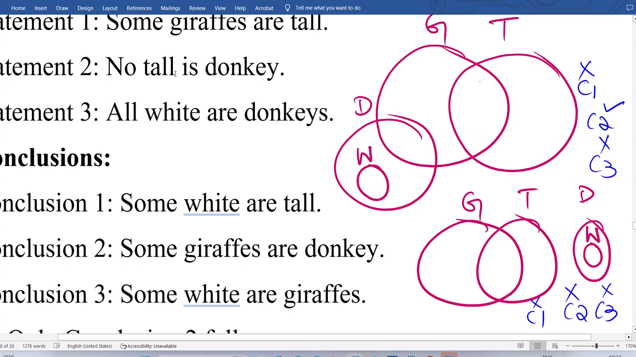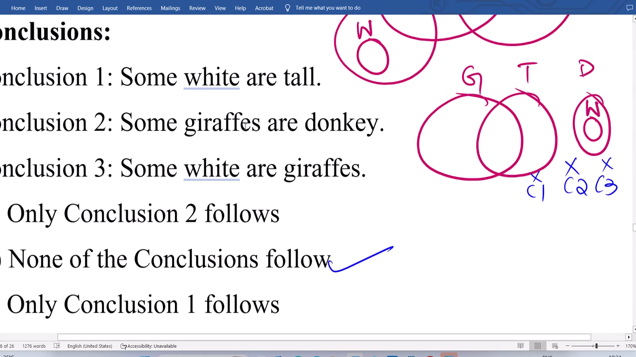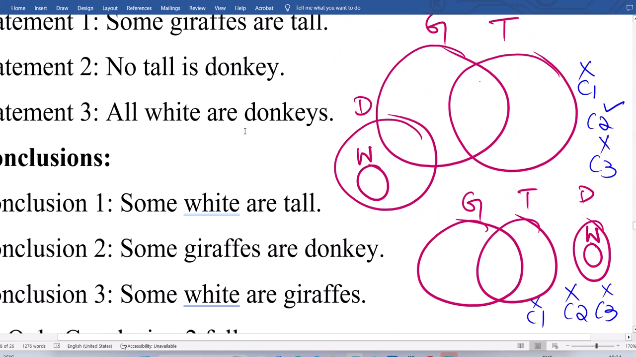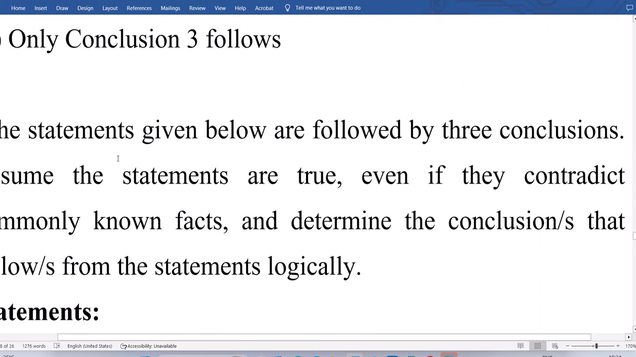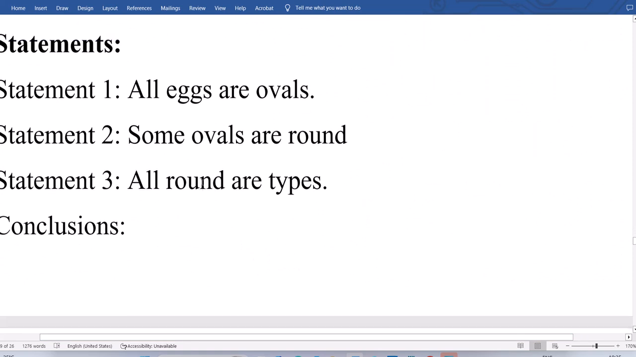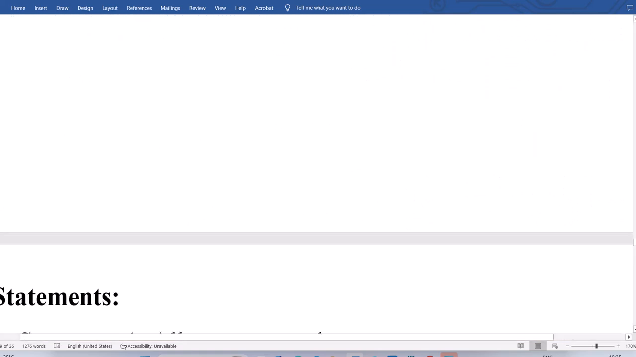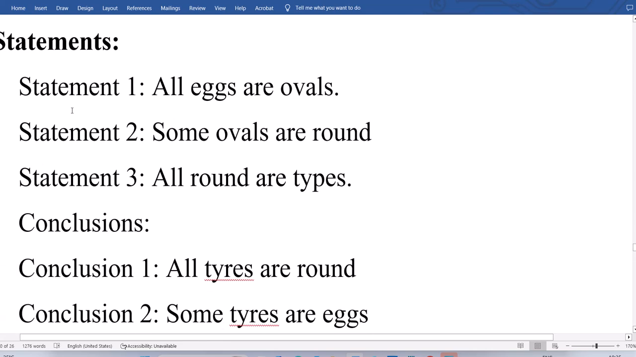When all are out, why do you have to waste time? One diagram itself is enough. Many people, I believe, drew the second diagram. In the second diagram all fail, throw it out, done with the job. None follows is your answer. Now similarly, next one. Don't waste your time chit-chatting with your friends. Focus on the question.